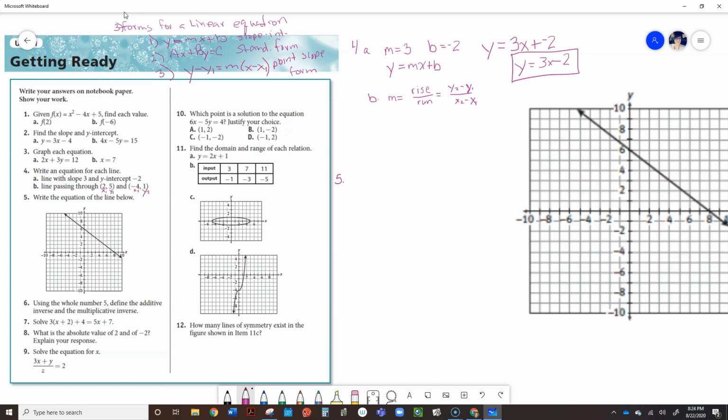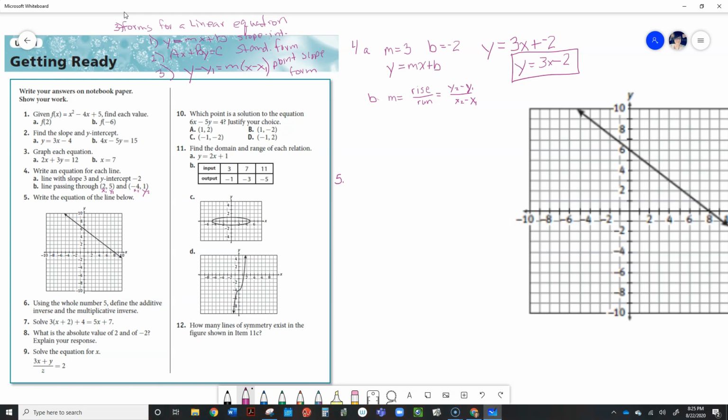Okay, the next one, they give me 2 points. Anytime they give me 2 points, the very first thing I'm going to have to do is calculate the slope. A lot of students have a hard time remembering what the slope is. They don't have a hard time remembering that slope is rise over run. So just remember, if it's rise over run, y's give you rise. So that might help you remember it easier.